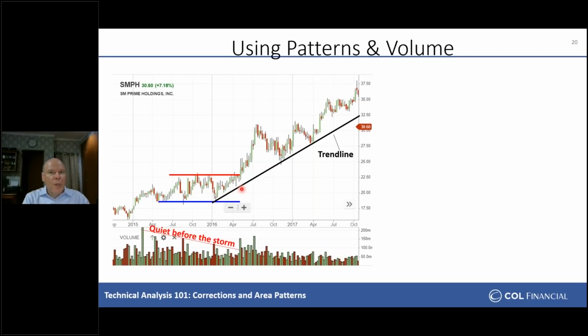And that's a tip for you, because as volume levels go down and they narrow, the narrower they get, the closer to the end point of a pattern it comes.